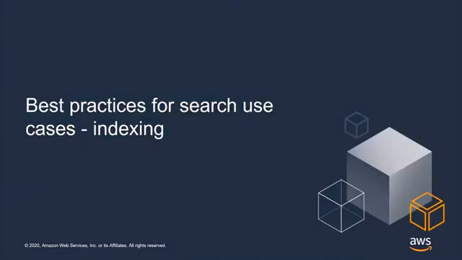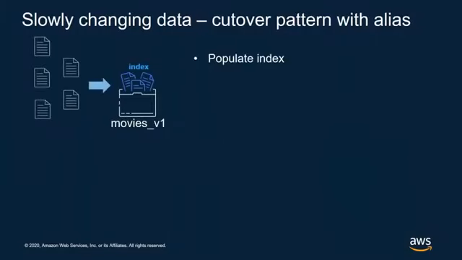So let's talk about some of the best practices for indexing. First of all, we have what's called slowly changing data, and I call this the cutover pattern with an alias. Now, when you talk about indexing data, especially with search use cases, you're really wanting to focus on the performance of the search, and you're wanting to limit the effects of multiple changes on indexes.